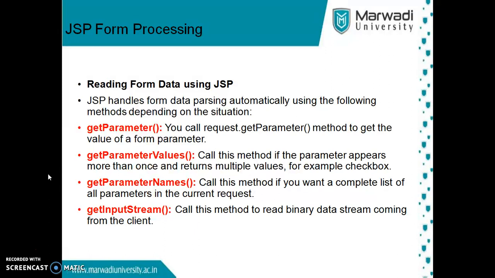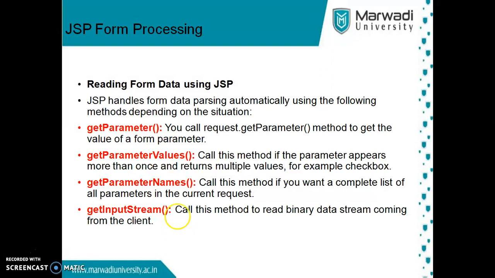You call request.getParameter to get the value of a parameter. Second, getParameterValues. Call this method if the parameter appears more than once and returns multiple values, for example checkboxes. Third, getParameterNames. Call this method if you want the complete list of all the parameters available in your current request. It will give you an enumeration object as a return type.